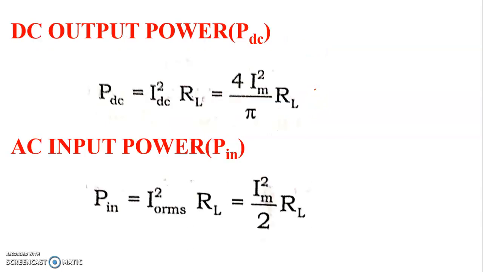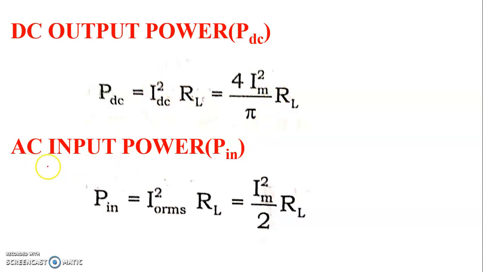Next we are going to calculate the efficiency of the full wave rectifier. In order to identify the efficiency, we want to know the DC output power and AC input power. We know the formula for power. The DC output power is denoted by the symbol PDC. So PDC equals I²DC into RL. We know the formula, IDC is equal to Im by π, so substitute the I²DC value here.